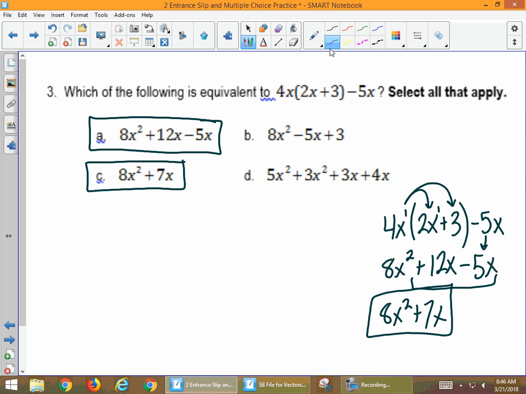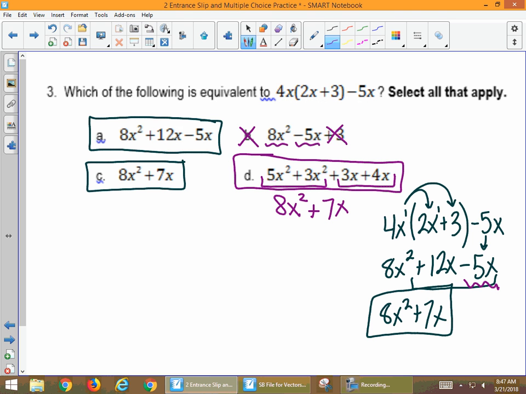Well, when I'm looking at B, I have 8x squared. I have negative 5x, which is like I had here. But plus 3, nope. So no. So Xavier says D. So if I add these, remember when we're combining like terms, we don't change our variables. So 5 plus 3 is 8x squared. And these two are like terms. 3x plus 4x is 7x. So awesome. A, C, and D are all answers there for that one.